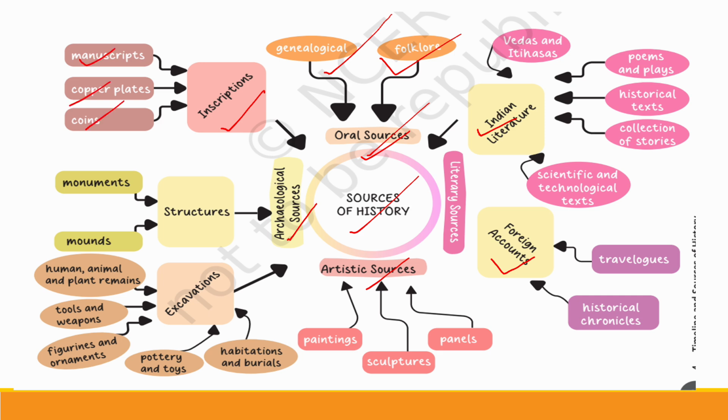Then we have archaeological sources like structures, excavations, etc. Structures include monuments and mounds. Then what are monuments? Monuments are typically large structures or statues that are built to commemorate a person, event, or idea. They are called monuments. Then what are called mounds? Mounds are large artificial hills that are often created by the accumulation of soil, debris, or other materials. They can be formed naturally through erosion or sedimentation, but they are often associated with human activity.